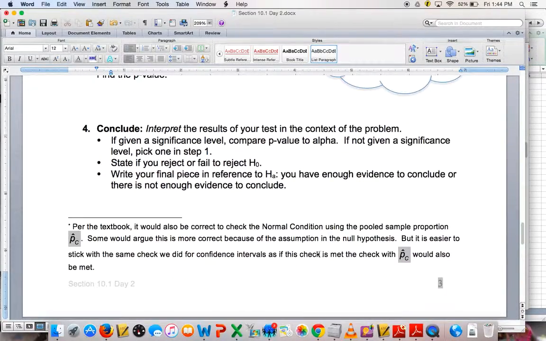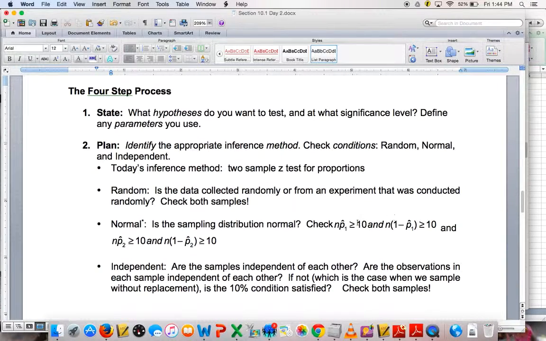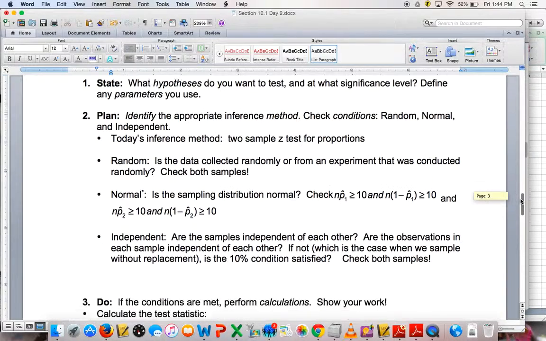So the footnote down here says it would be more correct to use that combined, that pooled sample proportion, in that check. But that would require us actually calculating it and using it and so forth. So we're just going to stick with the easier check, and we'll just keep it consistent with what we did for the confidence interval. I will show you in an example later on why it's okay for us to keep it the same as we did for the confidence interval.